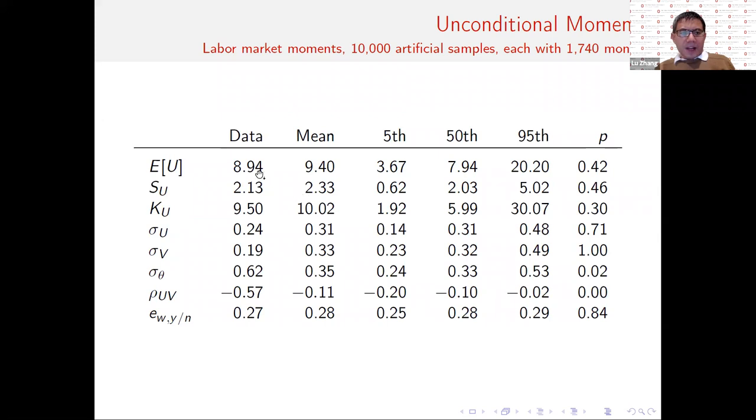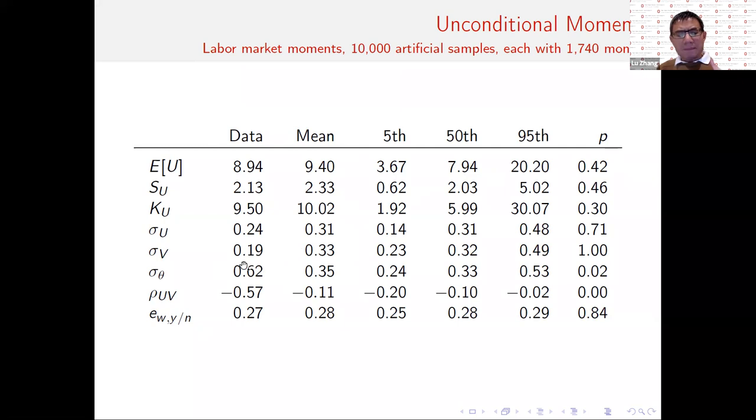In terms of unemployment, we are not much higher than that in the data, 9.4% versus 8.94%, and the p-value is insignificant. So I should acknowledge that unemployment volatility is a bit higher than that in the data, and so is vacancy volatility. But the labor market volatility is quite a bit lower than that in the data.